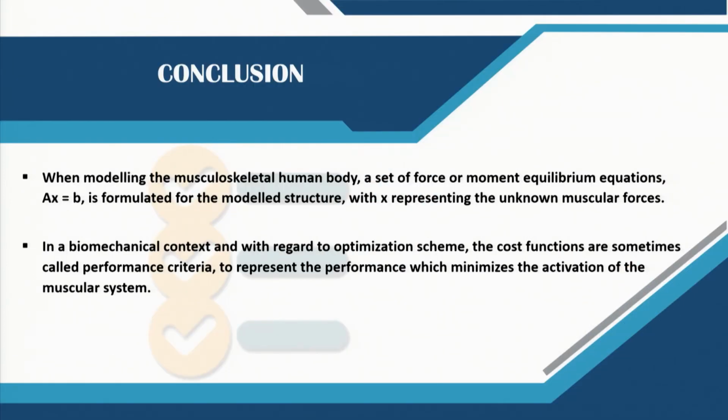Let us come to the conclusions of the study. When modeling the musculoskeletal human body, a set of force or moment equilibrium equations in the form Ax equal to b can be formulated for the model structure, with x representing the unknown muscular forces. In biomechanical context and with regard to optimization technique, the cost functions are sometimes called performance criteria to represent the performance which minimizes the activation of the muscular system.